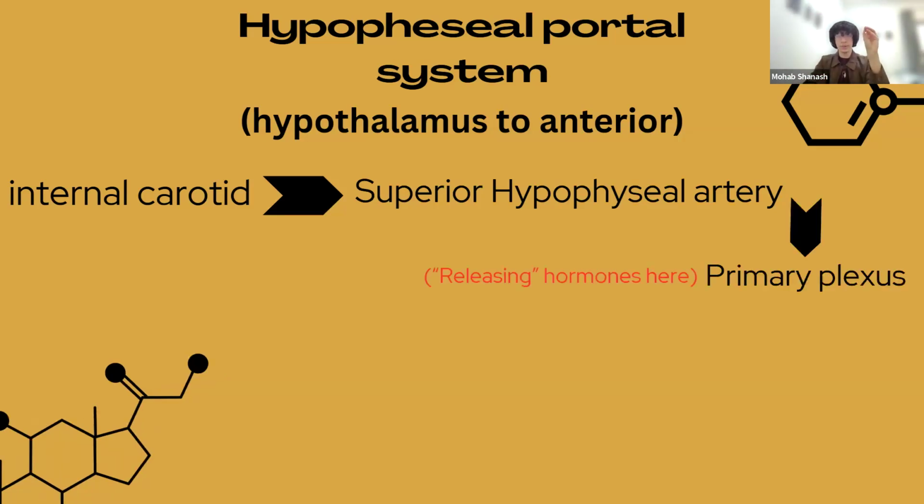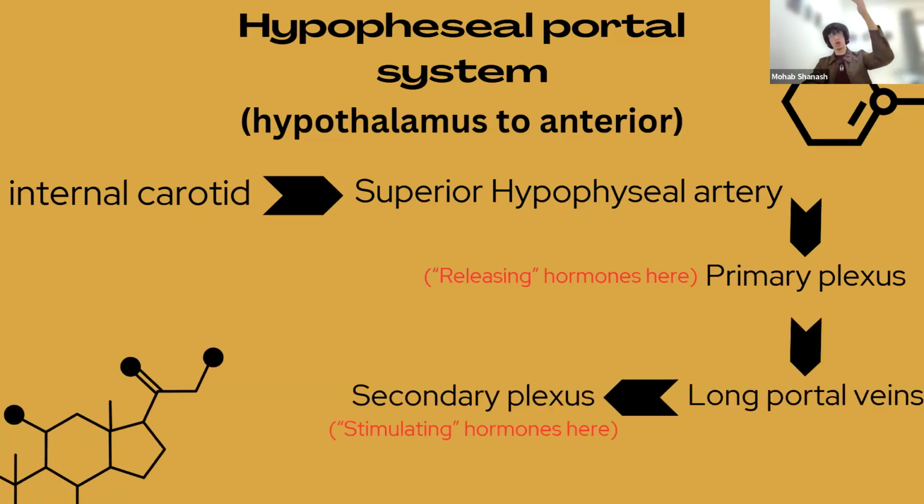So your superior hypophyseal artery gives us your primary plexus. This is still in the hypothalamus. The hypothalamus releases releasing hormones, and the releasing hormones are what go to the pituitary. So the primary plexus is the source of exchange, where releasing hormones are sent out. The primary plexus goes through your long portal veins because it has to go through the hypothalamus to the pituitary, to the secondary plexus. The secondary plexus is where your stimulating hormones get released.